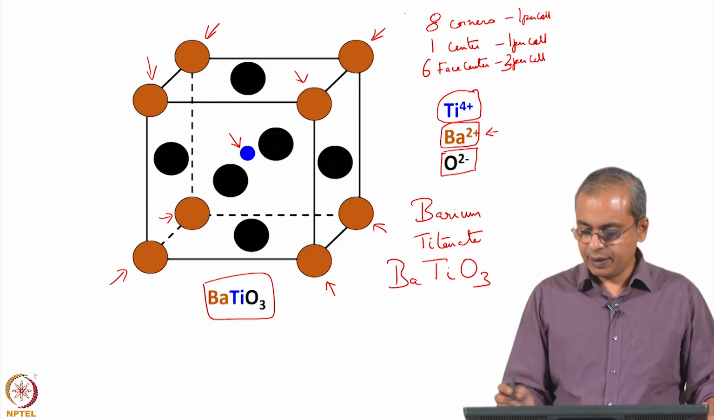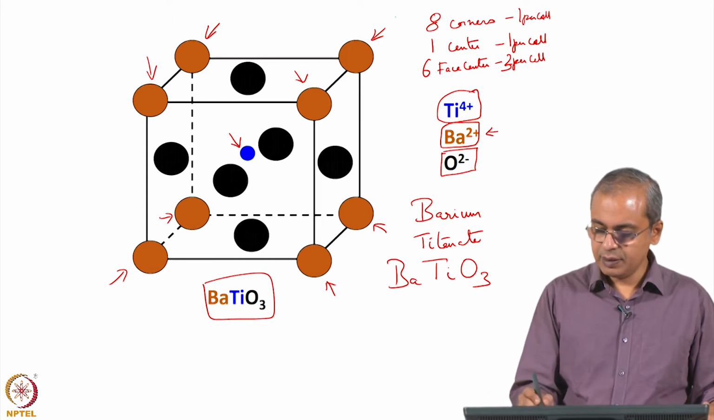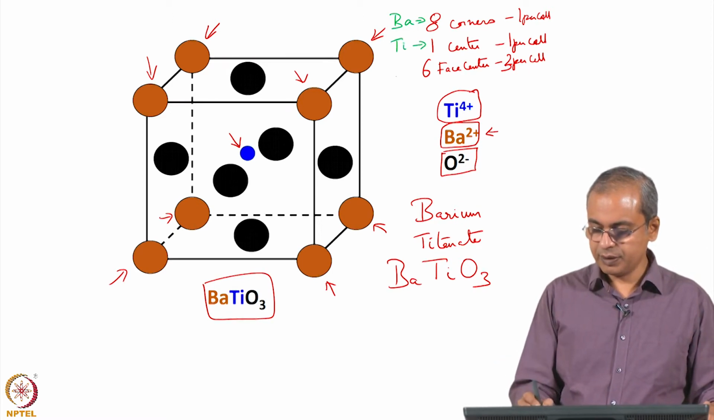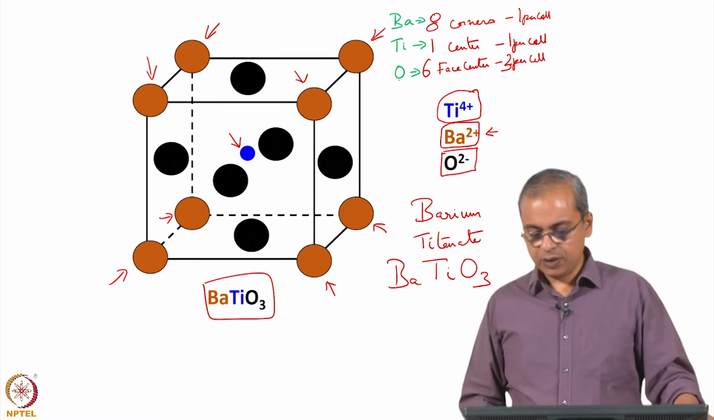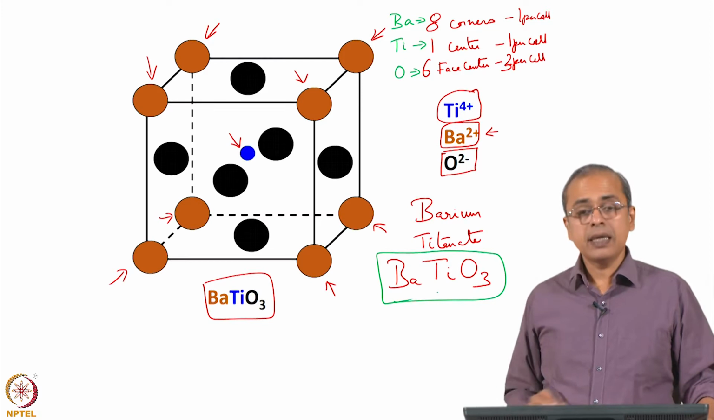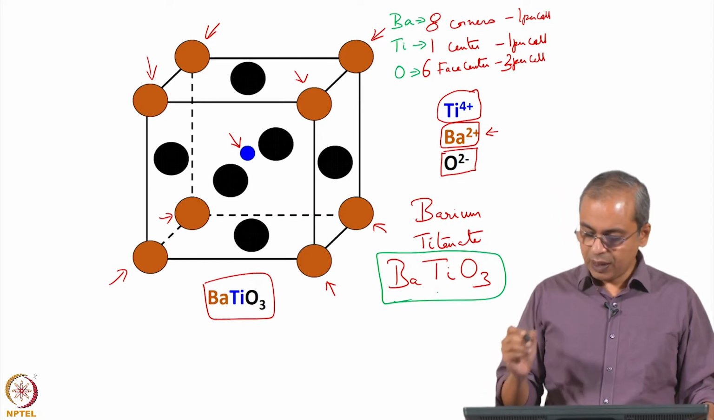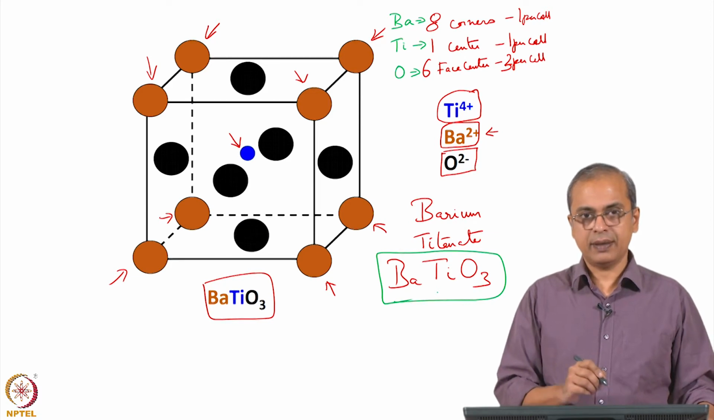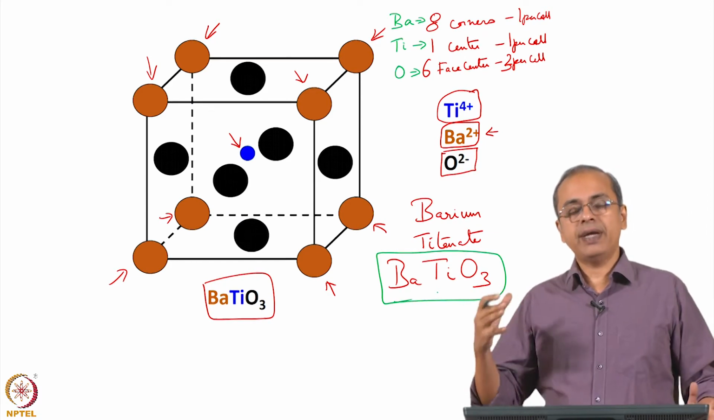So, you get barium from this, then you get titanium from this and oxygen from this. So, that is how you get your BaTiO3. Okay. So, now you have positive charges in this unit cell, and you have negative charges.